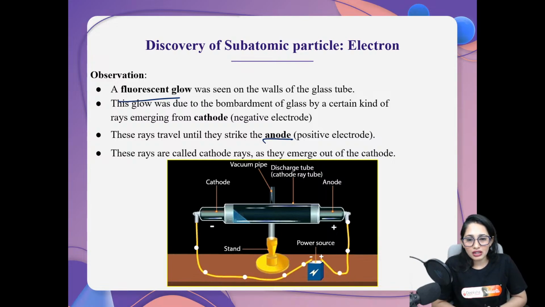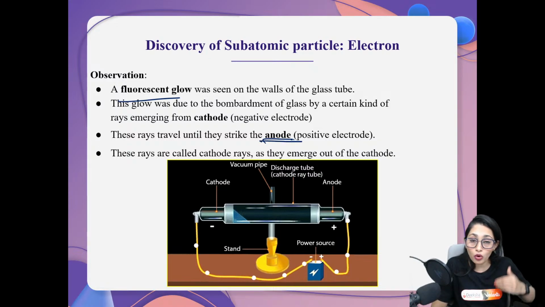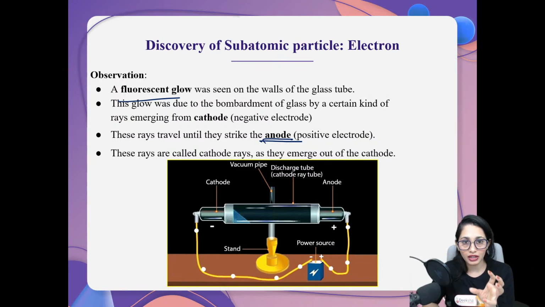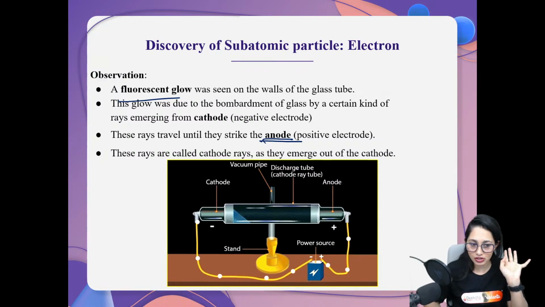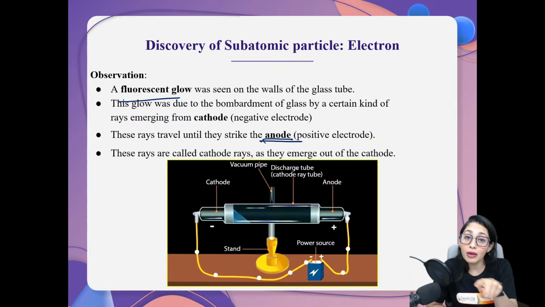So there were various gases that were taken inside the gas discharge tube. And what was happening there? There were some rays that were given out. These rays travel until they strike the anode, which means it is moving towards the positive electrode. So if something is attracted towards the positive charge, it must carry a negative charge. So these rays are called cathode rays, because they were emerging from the cathode.